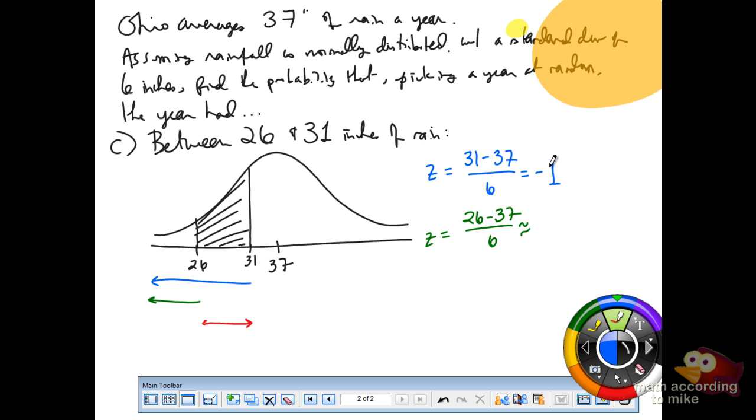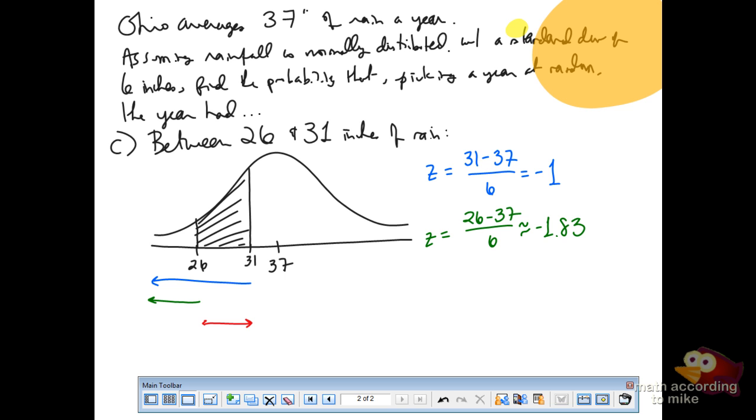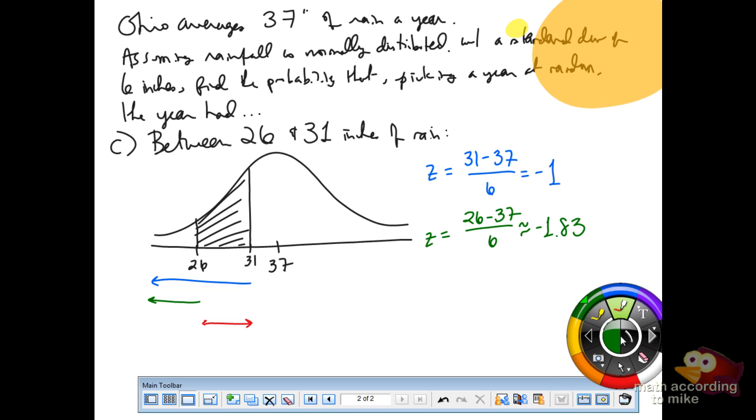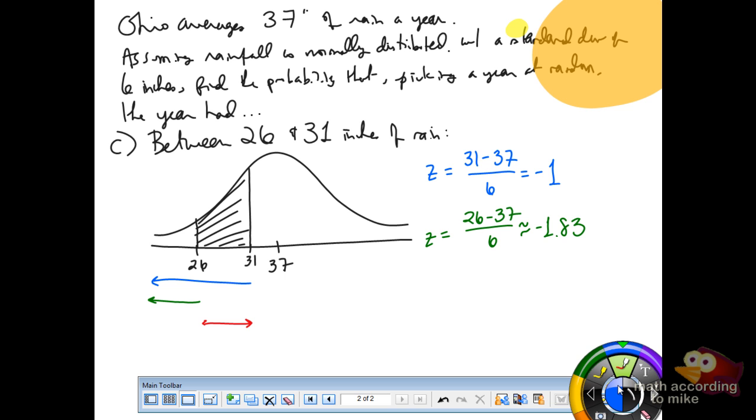Subtract the probabilities from each other, yes. Is everyone okay with the z-scores? They're both negative, so we're going to use the same side of the chart. What is the probability associated with -1? 15.87.